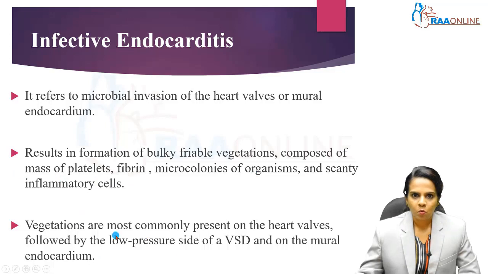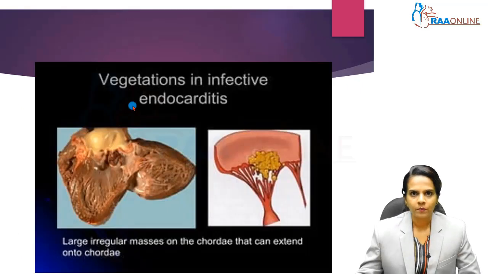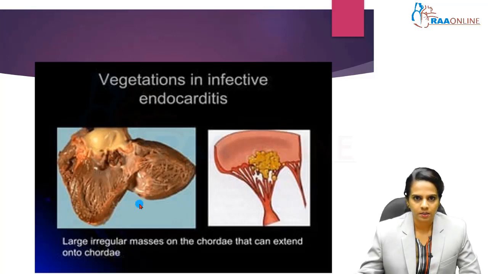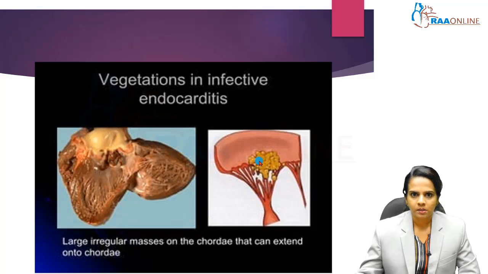Vegetations are most commonly present on the heart valves, followed by the low pressure side of a ventricular septal defect, and on the mural endocardium. Mainly the vegetations are found on the heart valves. This is a picture showing vegetation in infective endocarditis. These vegetations are composed of a mass of platelets, fibrin, bacterial colonies, that is microcolonies of organisms, and inflammatory cells. Large irregular masses extend onto the chordae.